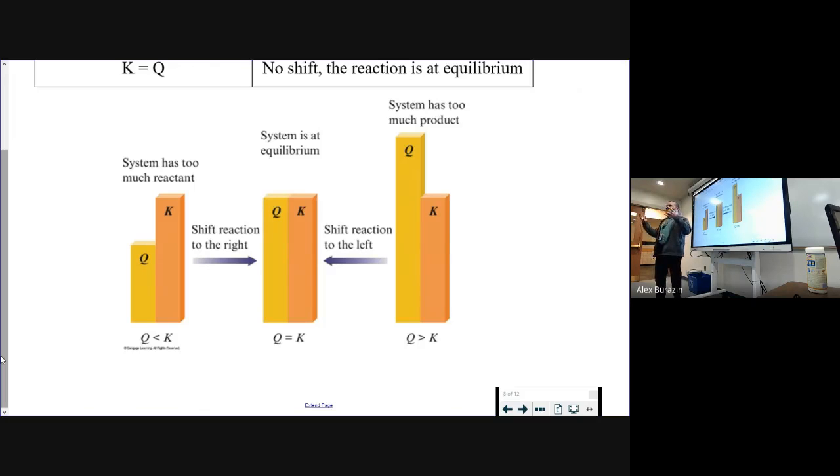So long story short, Q is always going to shift towards K. Q wants to equal K. The reaction wants to be at equilibrium. The reaction will always proceed towards equilibrium. So when our Q does not have enough products, we need to make more. When our Q has too many products or not enough reactants, we need to use that product up to produce more reactants. The end goal is always to reach equilibrium.